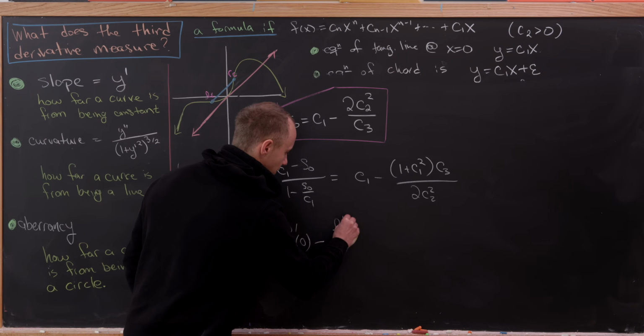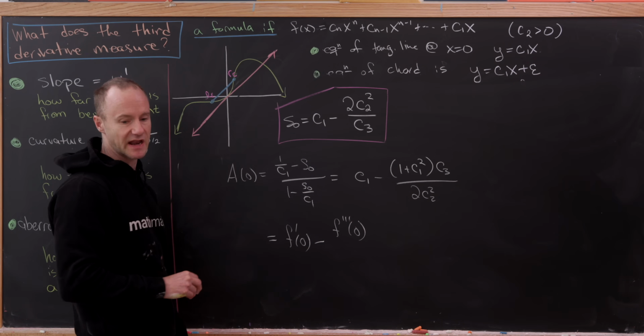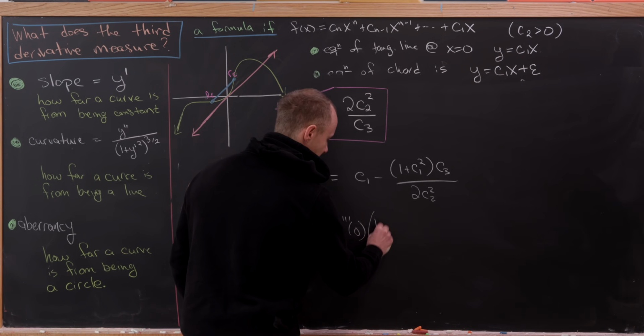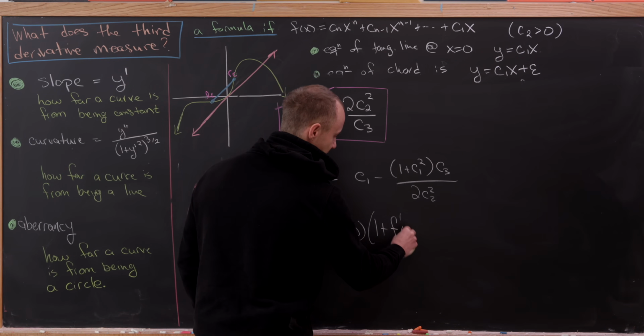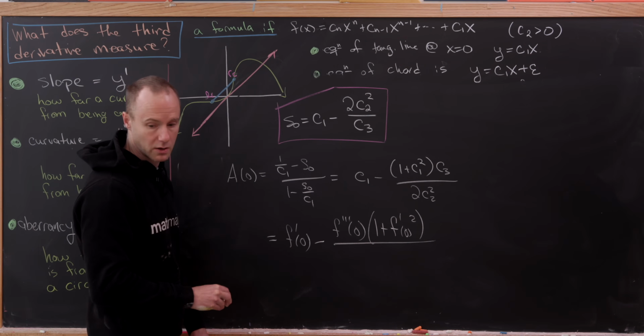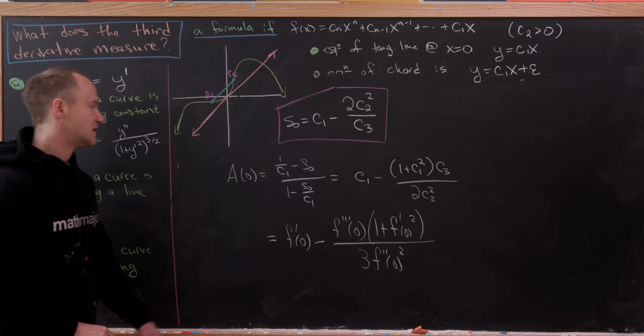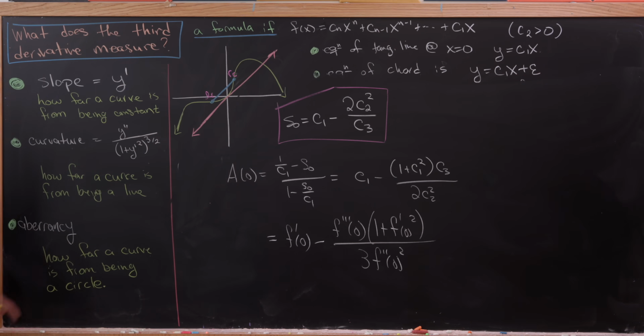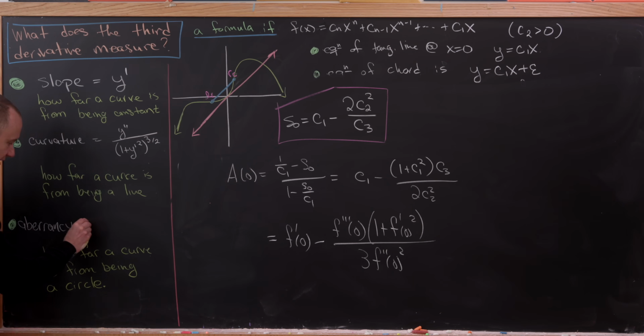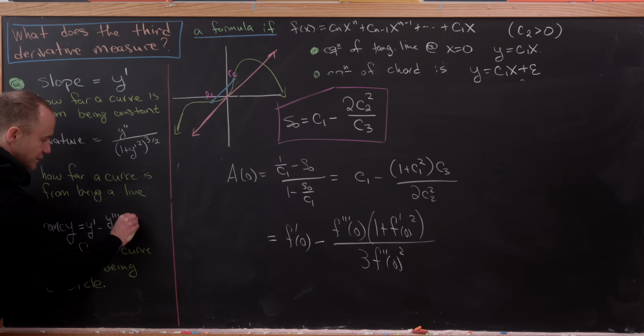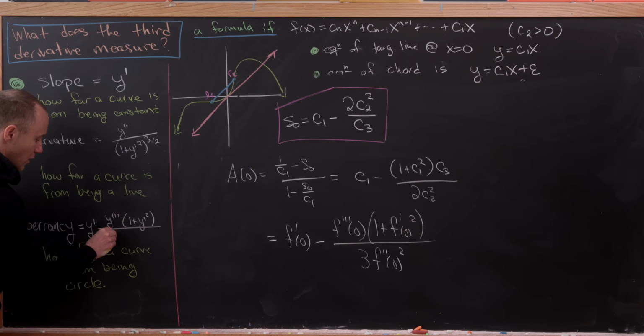But doing all of those replacements, we'll get f triple prime of 0 here times 1 plus, let's see, that's going to be f prime of 0 squared, all over 3 times f double prime of 0 squared. So maybe to put it more generally, or in a form that looks like these formulas over here, we would have this nice formula for the aberrancy of y prime minus y triple prime times 1 plus y prime squared, all of that over y double prime squared.